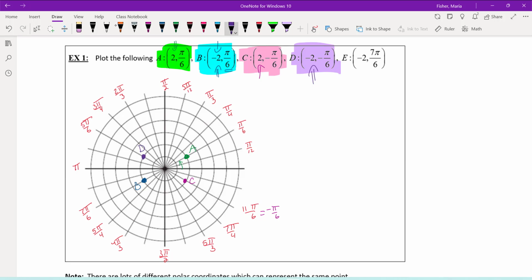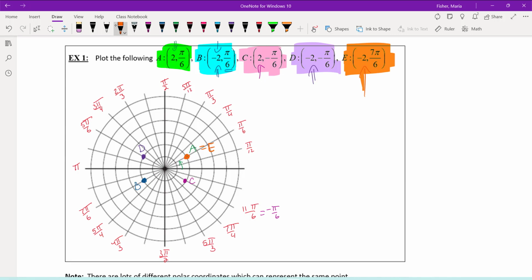The last one that we're looking at is negative 2, 7 pi over 6. Now negative 2, 7 pi over 6 would start with an angle of 7 pi over 6. And then, since r is negative, we need to cross the pole. This would be the ray, and then r is negative, 1, 2 units. Notice it has the exact same location as point A.